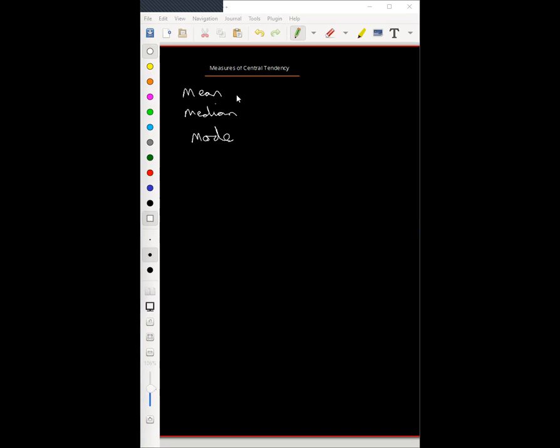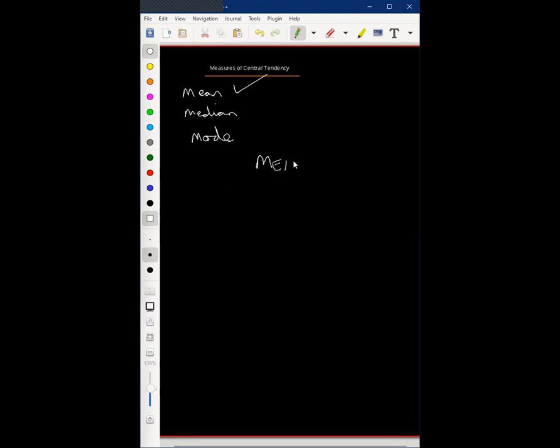Let's take the first one now. Mean means nothing but the average. You already have studied averages in school earlier. You've done it in maths. Mean is nothing but average, and it is denoted by the symbol small x bar.